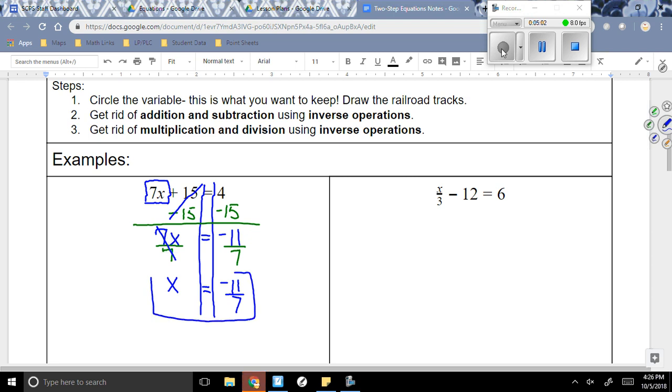All right, let's look at our second example here. Now I have x over 3 minus 12 equals 6. So my very first step is to draw a box around that variable, the term that has the variable in it, and to draw my railroad tracks. And now I'm going to get rid of that extra number that didn't get boxed. So in this case, I was subtracting 12, and I need to use its inverse. So I'm going to add 12. And I'm going to do that on both sides so it stays balanced.